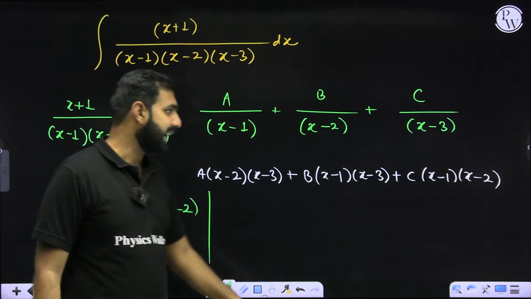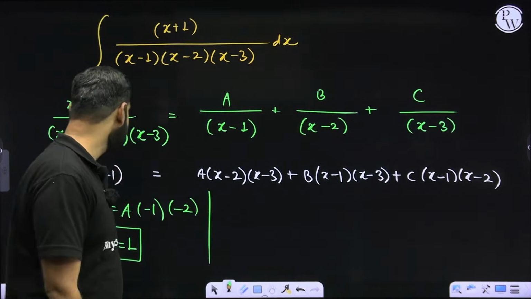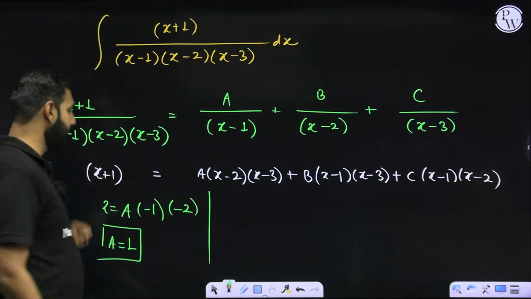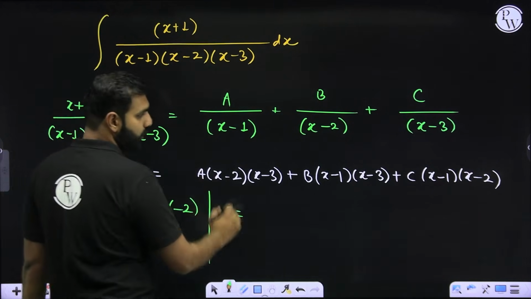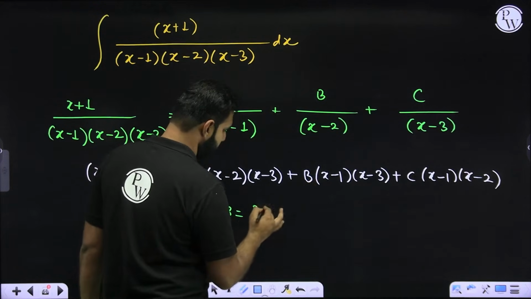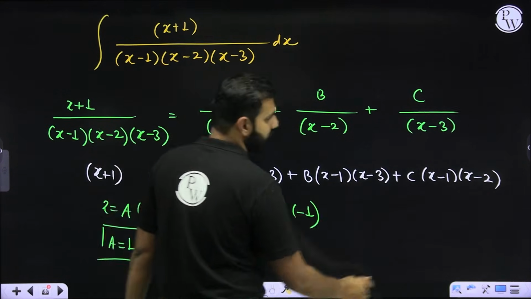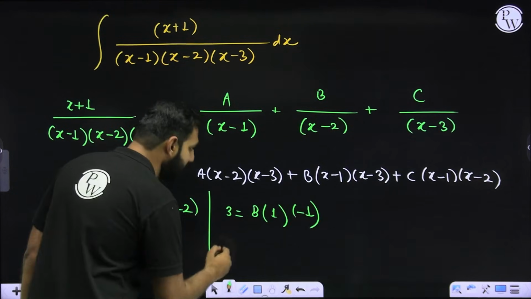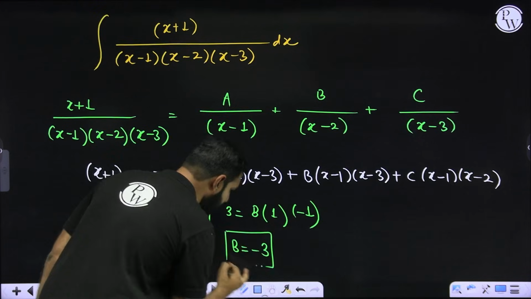If I replace x by 2, I could crack b. So when you replace x by 2 on the left hand side, 2 plus 1 becomes 3. 2 minus 2, 0. Here, b times 2 minus 1 is 1, 2 minus 3 is minus 1. And this is 2 minus 2, which is 0. So b we have received as minus 3. Any confusions on that?